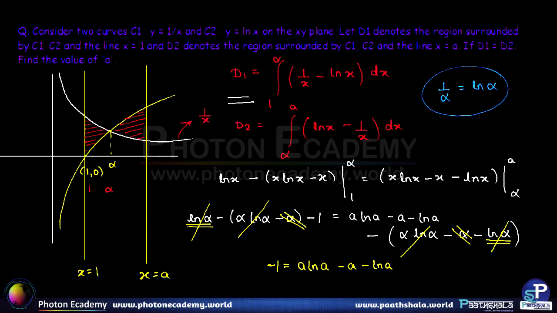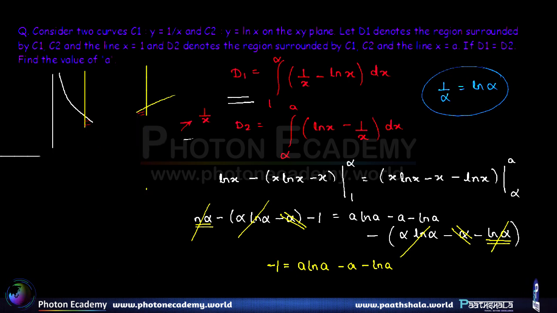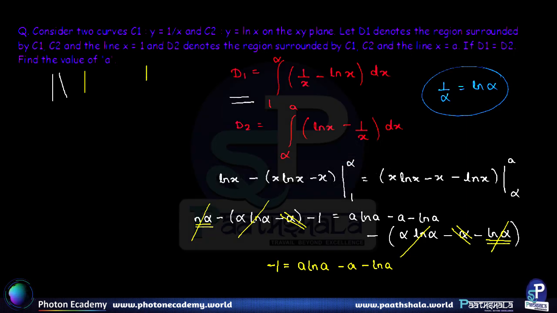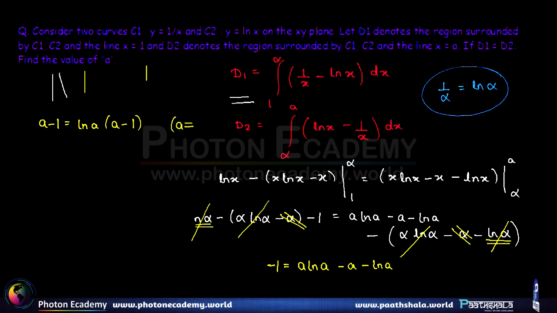Okay, let's erase some part. So taking A to the other side, we have A minus 1 equals ln A times (A minus 1). So we know that A cannot be equal to 1, so we'll just cancel this out. So ln A is equal to 1, so A is equal to e, and this will be our answer.